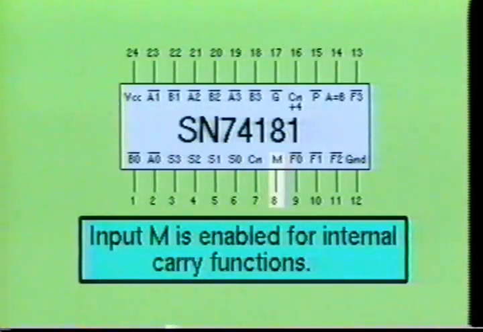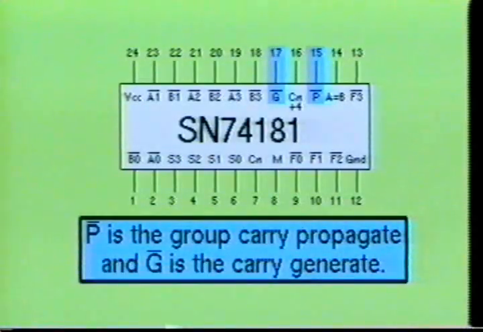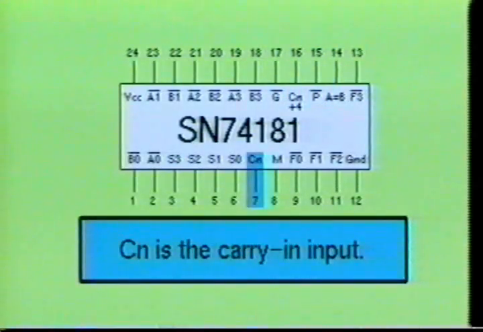When performing arithmetic manipulations, the internal carrier must be enabled by applying a low to the mode control input labeled M. A full carry look-ahead scheme is made available for fast simultaneous carry generation with a group carry propagate labeled not P and a carry generate labeled not G for the 4 bits in the package.